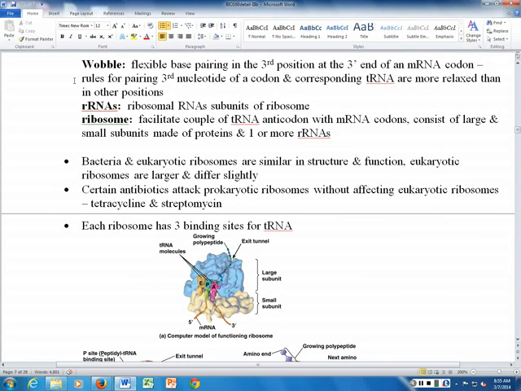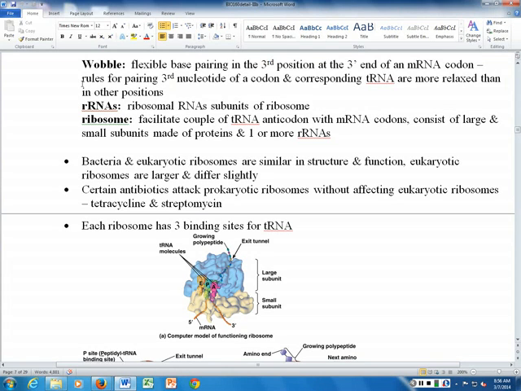So we call it wobble, where you can have flexible base pairing in the 3rd position. If you were to go back and look at a codon table, CCC and CCG both code for a proline. So if your first 2 are firm in saying, I must bind with a C, I must bind with a C, the other one can be a little bit more flexible and say, I'll take a C or a G here.